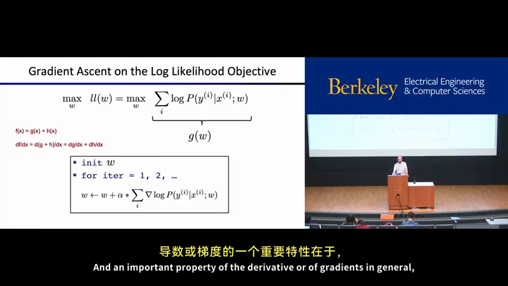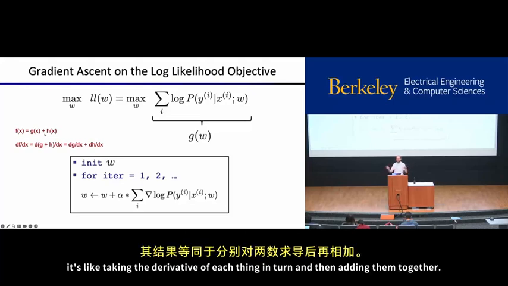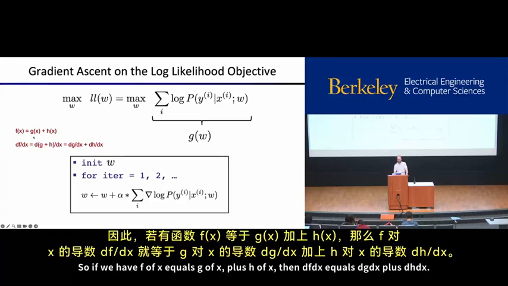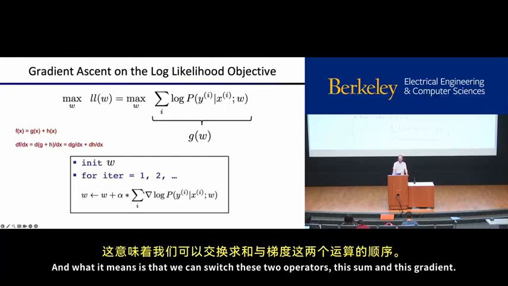An important property of the derivative, or of gradients in general, is that if you add two things and then take their derivative, it's like taking the derivative of each thing in turn and then adding them together. So if we have f of x equals g of x plus h of x, then df/dx equals dg/dx plus dh/dx. So that's a nice property. That's called linearity of the derivative. And what it means is that we can switch these two operators, this sum and this gradient.